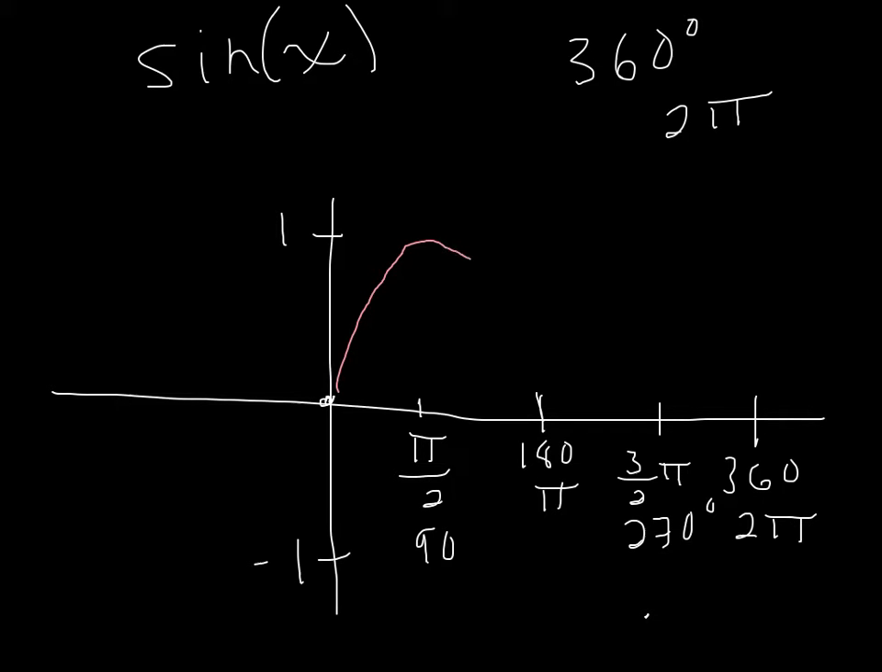That's where it hits 1. Goes down through the x-axis. I kind of missed, but you get the point. And then back up and through here. So pretty simple. Now they may have you go back into here. It's going to do the same thing going backwards.